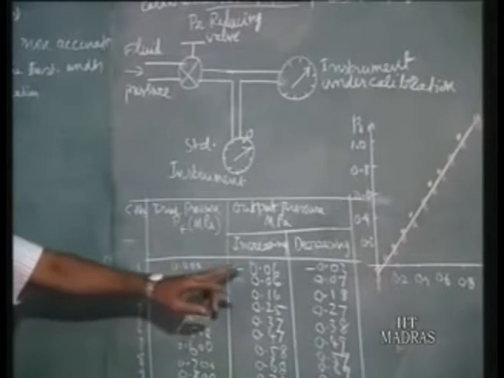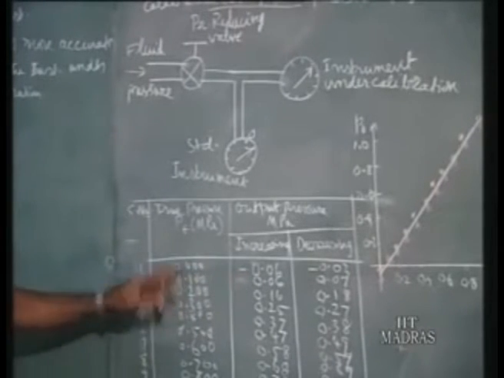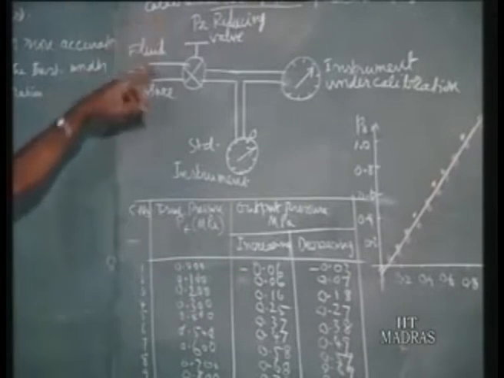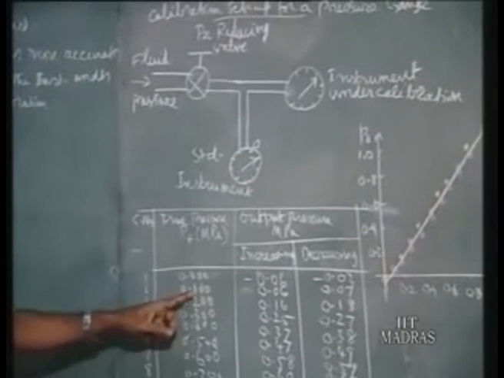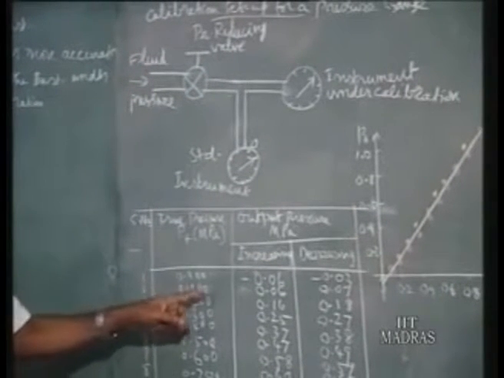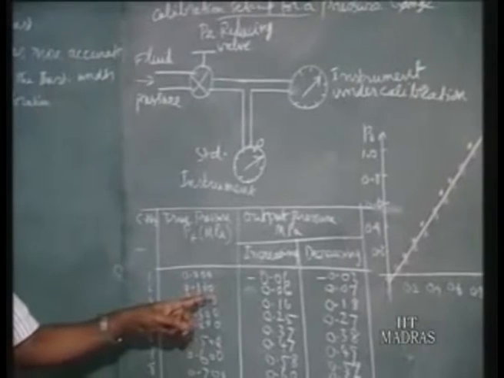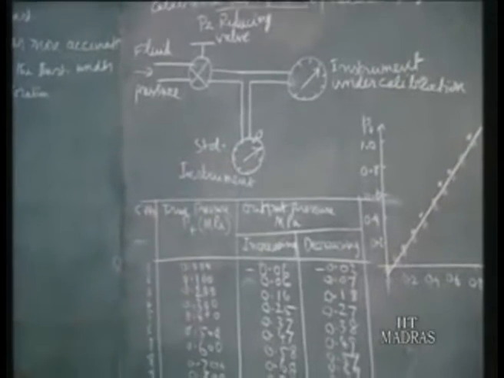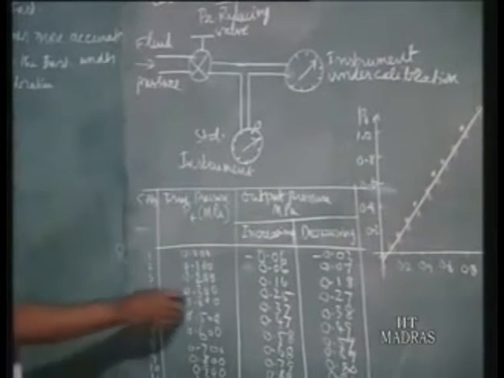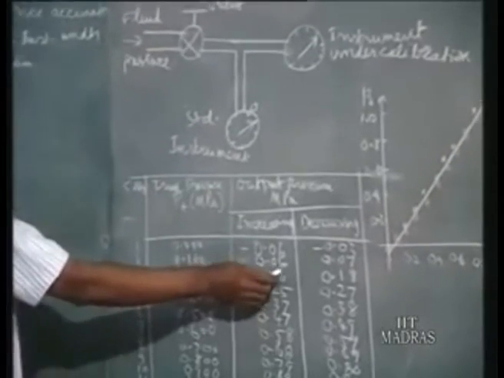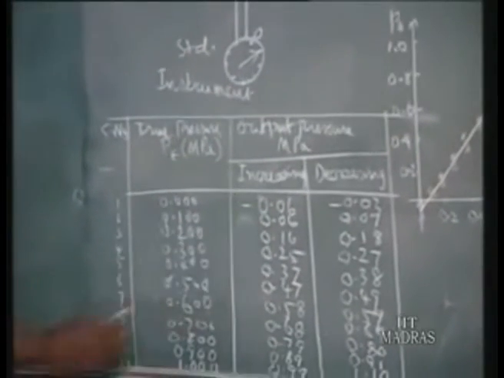So next we open a little more and increase the pressure to 0.1. We are writing 0.100 because the second and third decimal readings shown by the instrument are 0. So we write it 0.100. At that time it reads 0.06 plus 0.06, so plus is not written.